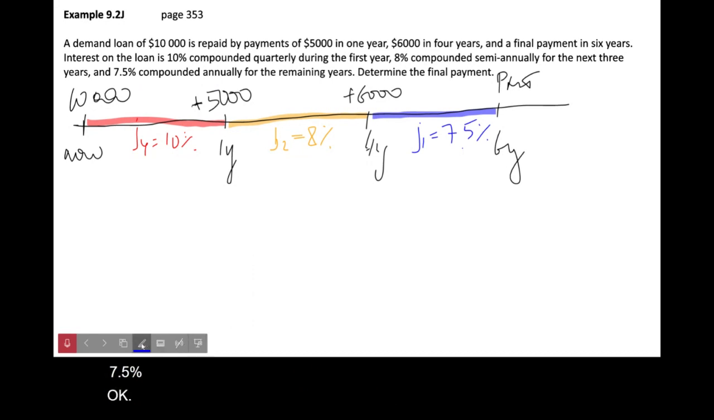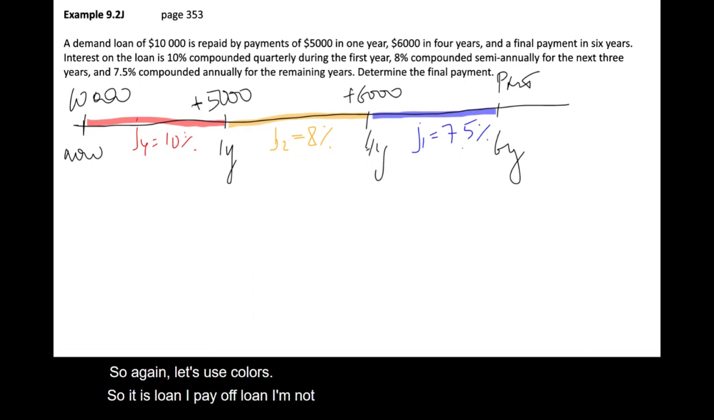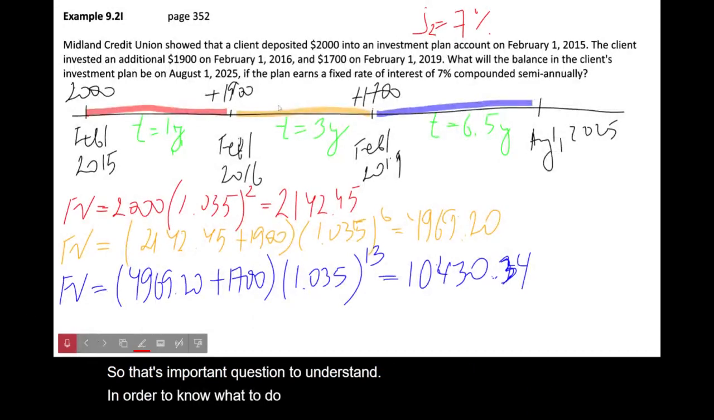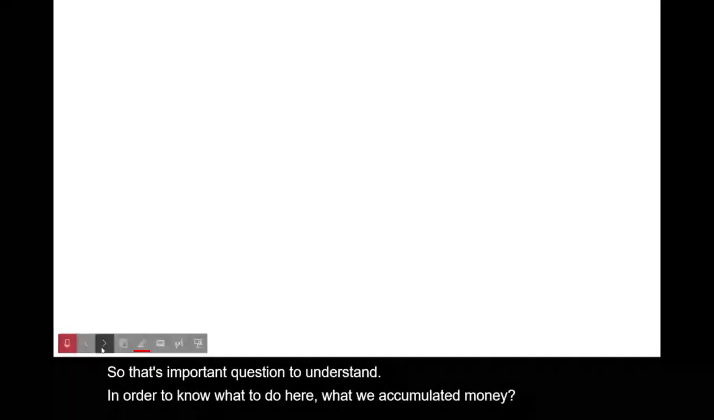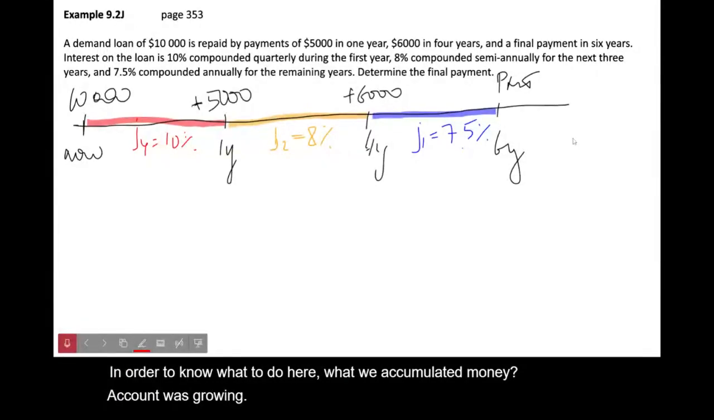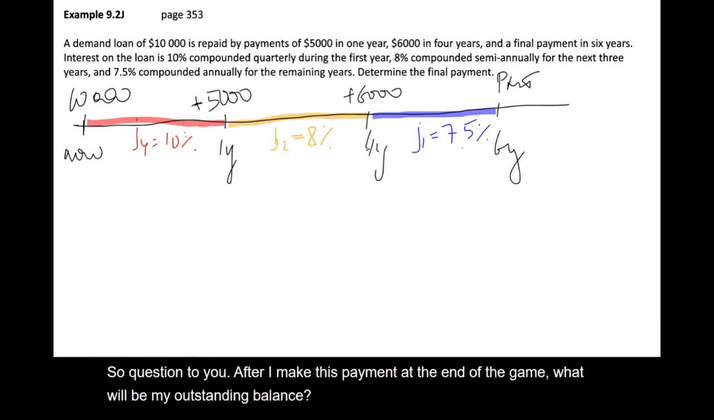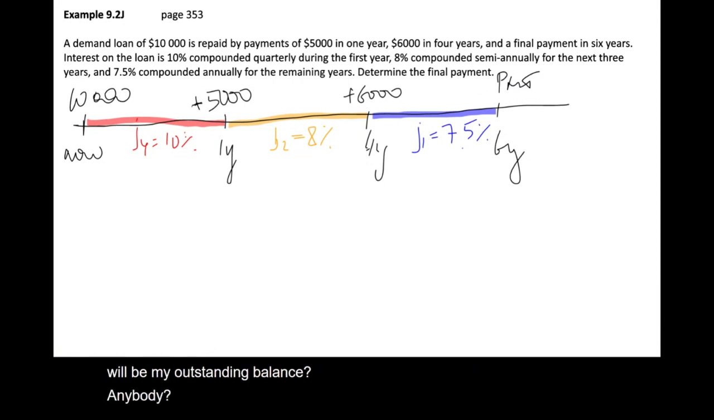Okay, so again, let's use colors. It is a loan. I pay off the loan. I'm not accumulating money. I am paying the loan. That's an important question to understand in order to know what to do. Here, we accumulated money. The account was growing. So question to you, after I make this payment at the end of the game, what will be my outstanding balance? Anybody? 0. Very good.